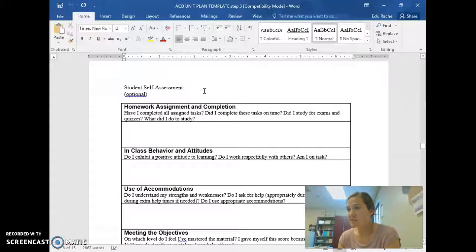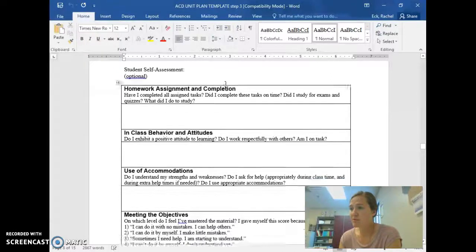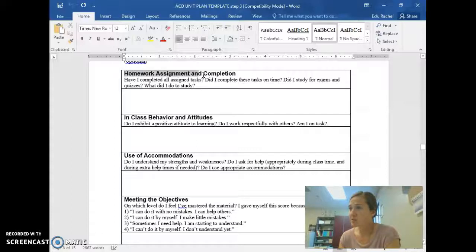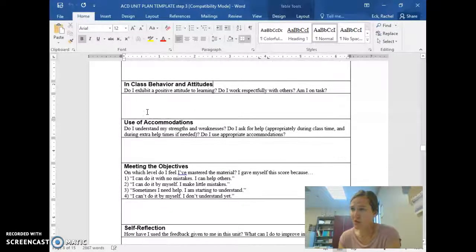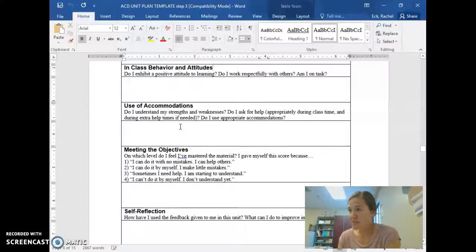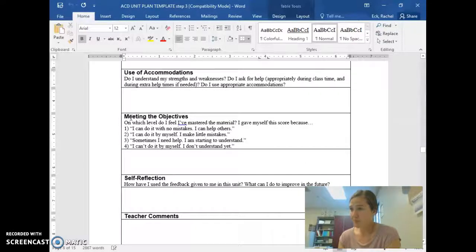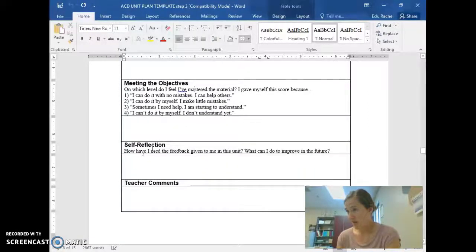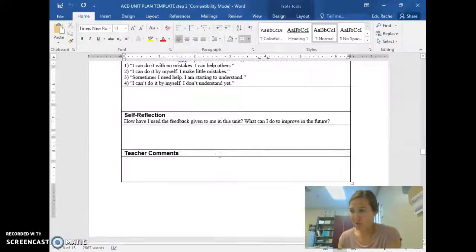Here is a self-assessment, which I would have them do at the end of the unit to see, did they do their best on homework, assignment, and completion? How was their behavior and attitudes? How did that affect their score? Did they use any accommodations? Did they use me? And then meeting the objectives. So these are questions that they can ask themselves. And then more feedback on their self-reflection and what they can do to improve in the future. And then I'd obviously write my comments in there and pass it back to them.